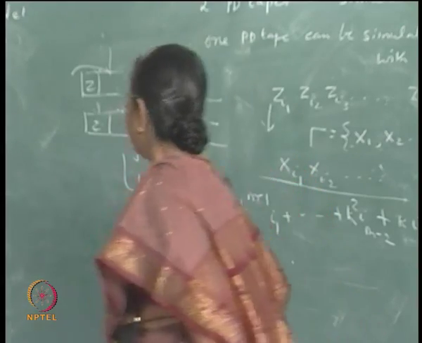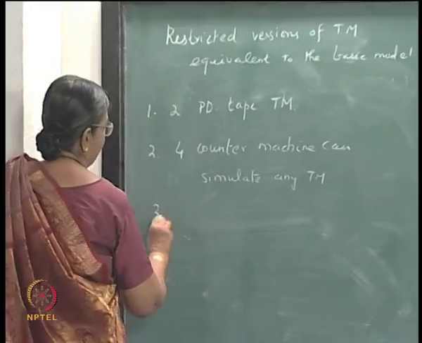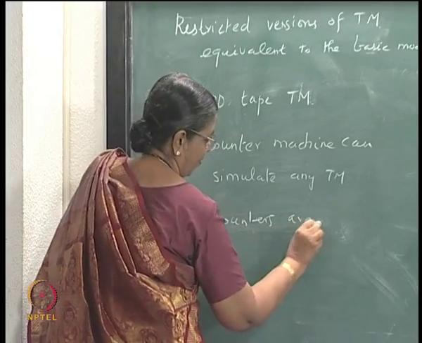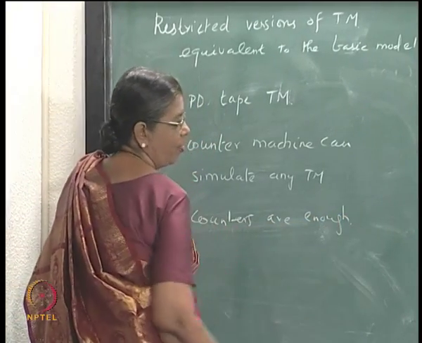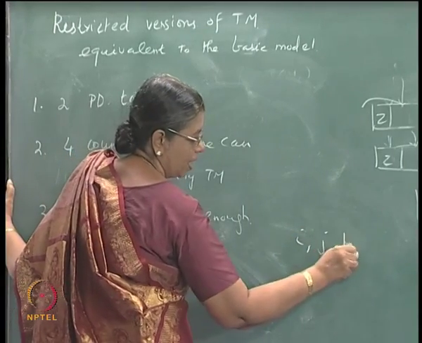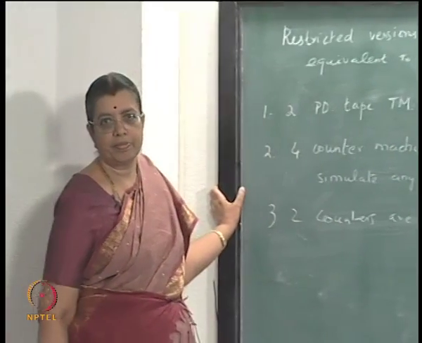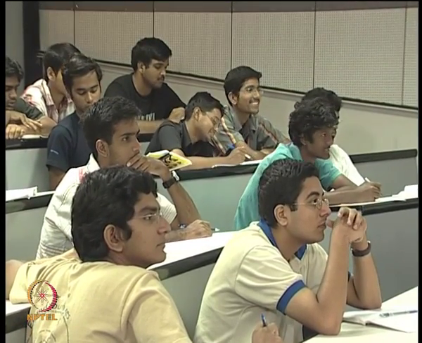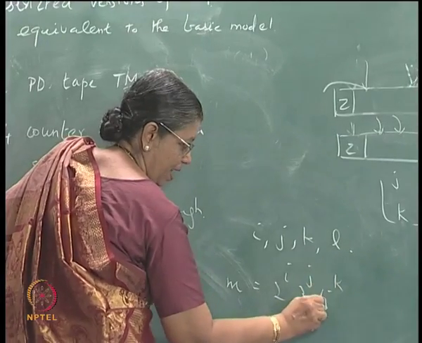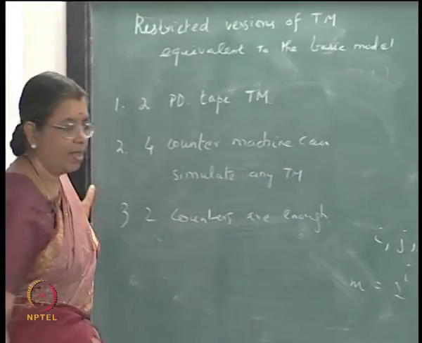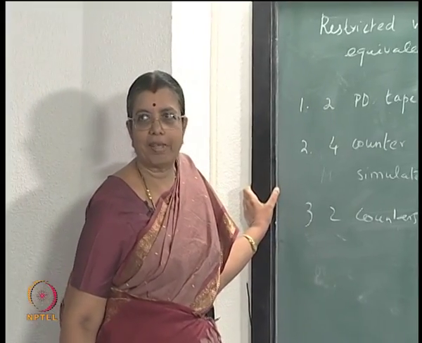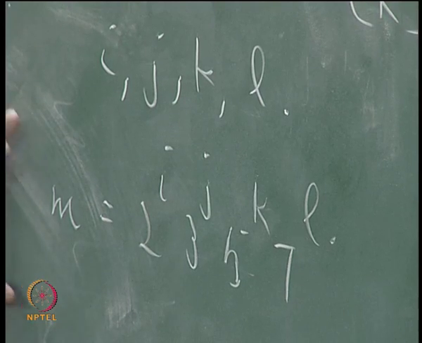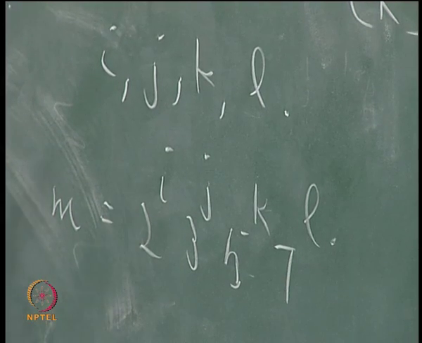So, actually 2 counters are enough. With 4 counters you store 4 values i, j, k, l. You can store it by one number m, 2 power i, 3 power j, 5 power k, 7 power l. From this you can retrieve back the values of i, j, k, l, right. So, in one counter you can store this, the other counter is for manipulation.